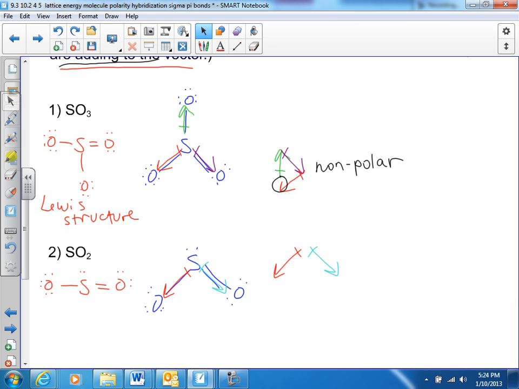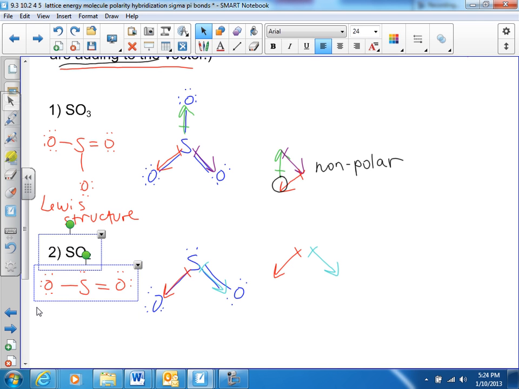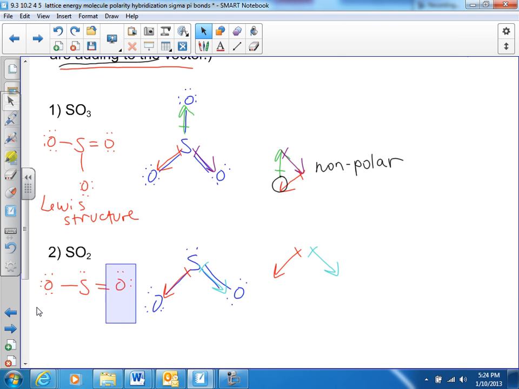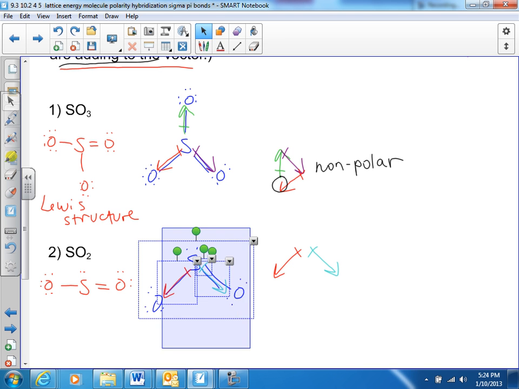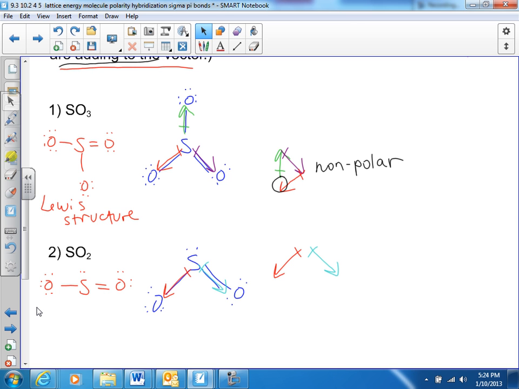Because SO2 has 2 bonded atoms and 1 lone pair, steric number is 3. So steric number 3, 1 lone pair, we have a bent structure, this structure right here that you see. And I've duplicated the bond arrows. The bond dipole vectors point to the oxygen because it's more electronegative. Then I have to add up the bond dipole vectors.